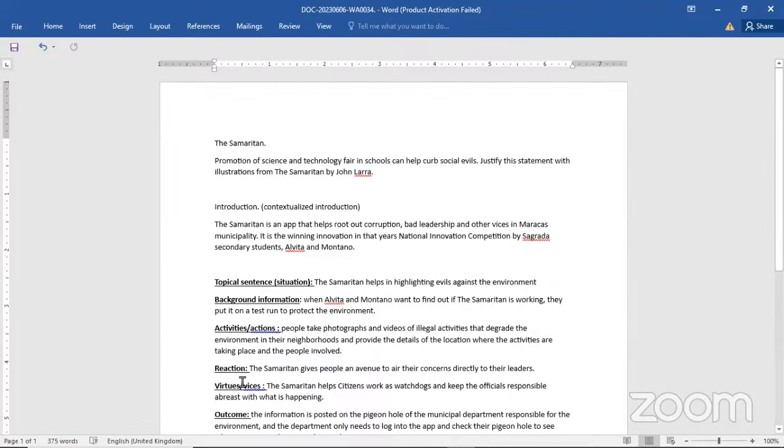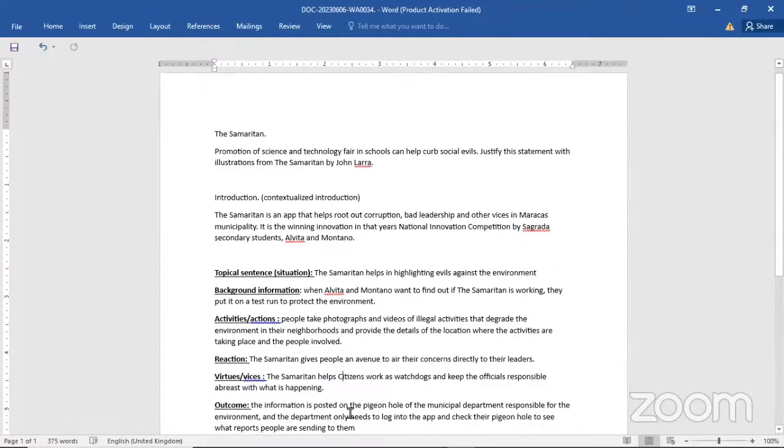So what is the outcome of this? Because now we're talking about either a virtue or a vice. In this case, this is a virtue, something good. What is the outcome of this virtue? This now leads us to the end of our paragraph, or our clincher sentence. The information is posted on the pigeonhole of the municipal department responsible for the environment, and the department only needs to log into the app and check their pigeonhole to see what reports people are sending to them.